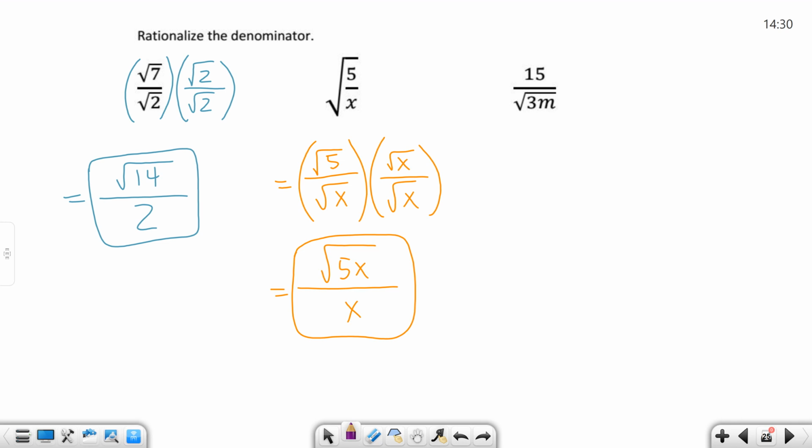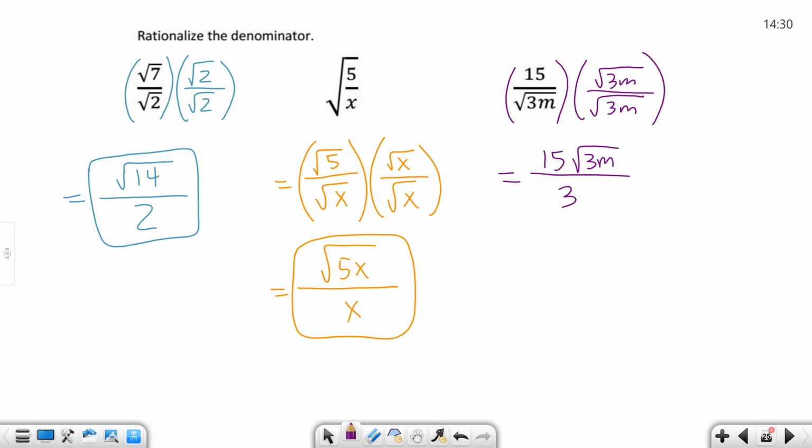So 15 over the square root of 3m. Again, this is one term. It's two factors, but one term. So I'll multiply this by the one term, square root of 3m over square root of 3m. All right? So 15 square roots of 3m over 3m, since 3m and 3m both multiplied under a radical give me 3m.